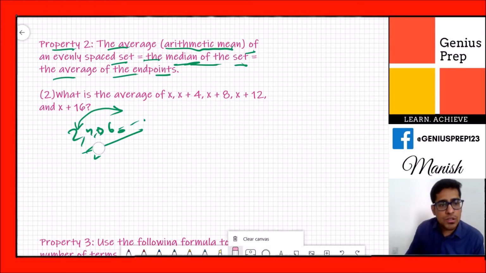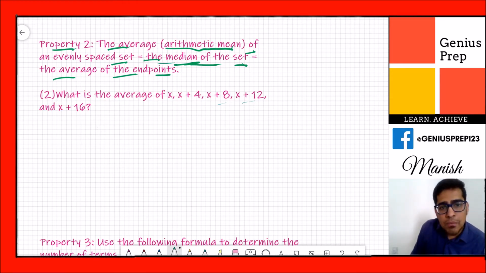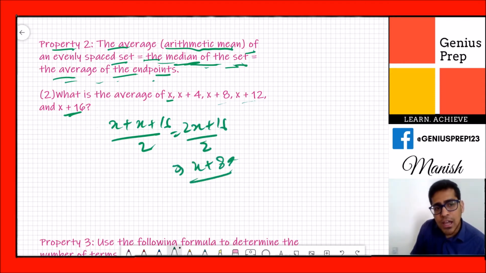Let's take a question: what is the average of x plus 4, x plus 8, x plus 12 and x plus 16? We can say the average is the median of the set, which equals the average of the endpoints. The endpoints are x plus 4 and x plus 16. So we get 2x plus 20 divided by 2, that means x plus 10. This is the average of this series. This is one way of doing it.